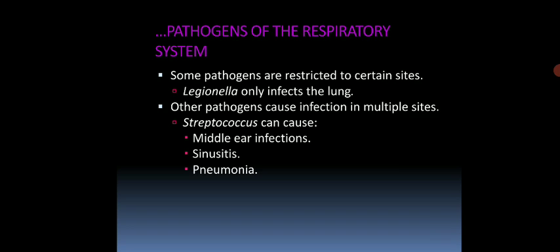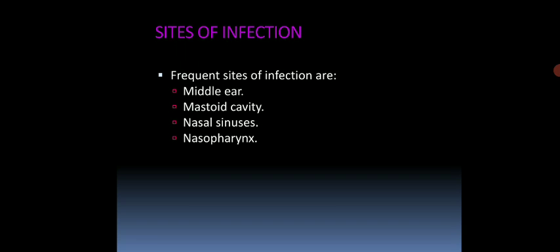Some of the pathogens are restricted to certain sites. Say, for example, Legionella only infects the lung, and other pathogens cause infections in multiple sites. So Streptococcus can cause middle ear infection as well as sinuses as well as pneumonia. So these are types of area of infection. Some pathogens are restricted to a particular area, and other pathogens can cause infection at multiple sites. So these are sites of infection. Frequent sites of infection are the middle ear, then mastoid cavity, then nasal sinus and nasopharynx.